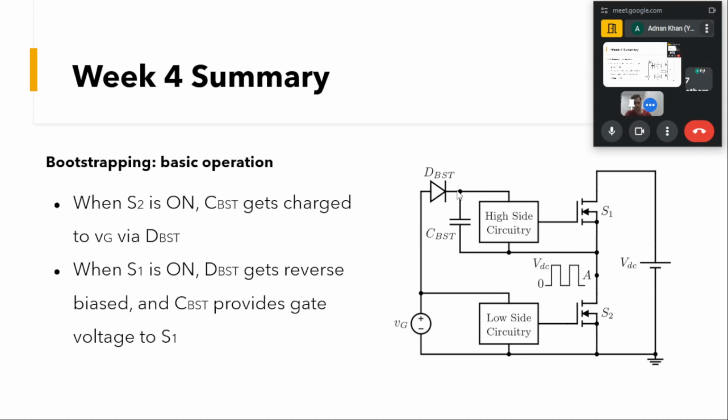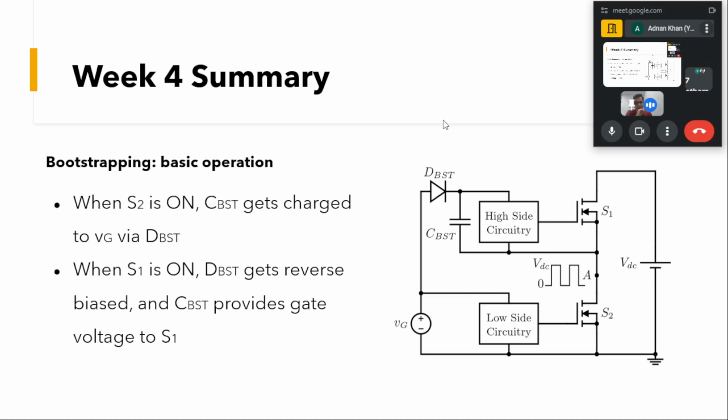C bootstrap is charged to the threshold voltage, and after S2 is turned off, this D bootstrap gets reverse biased, and this C bootstrap will provide the charge to turn on this top high side device. This was about the bootstrap, the circuitry and how it has been implemented. There are a number of ways to implement this bootstrap, which have been discussed in the course, and you can go through the transcripts for a detailed look at how it works.